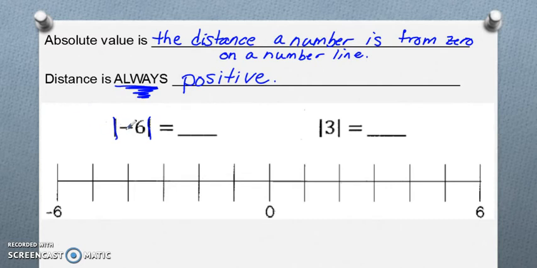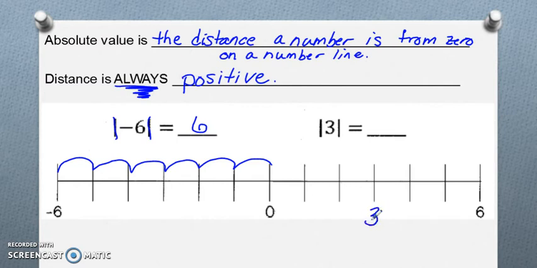So this question is asking, what is the absolute value of -6? So, absolute value is the distance. We want to know what is the distance that -6 is from 0. All we have to do is count. 1, 2, 3, 4, 5, 6. It took us 6 spaces or 6 hops to get to -6. Therefore, the absolute value is 6. Notice it is positive.